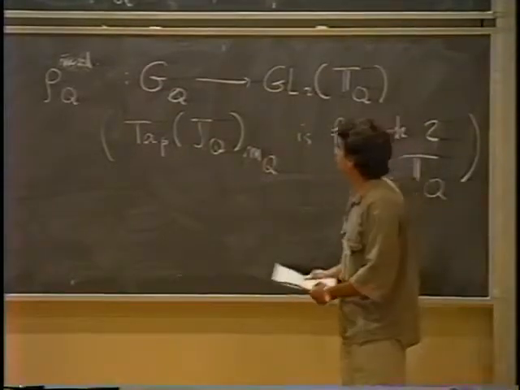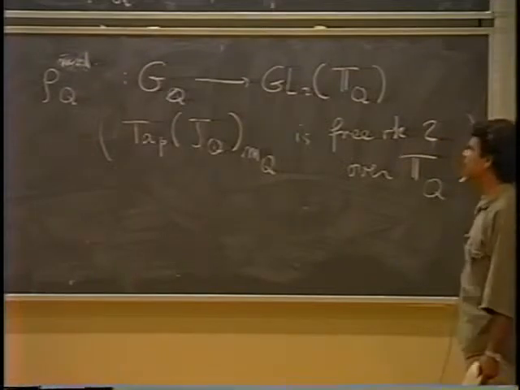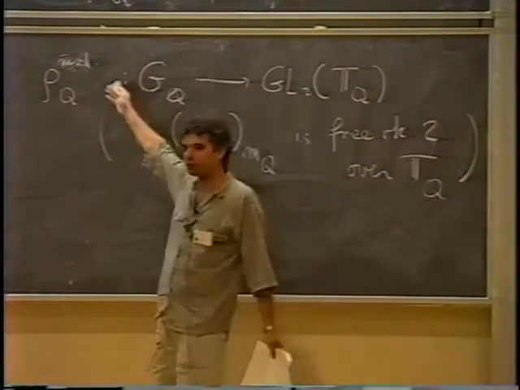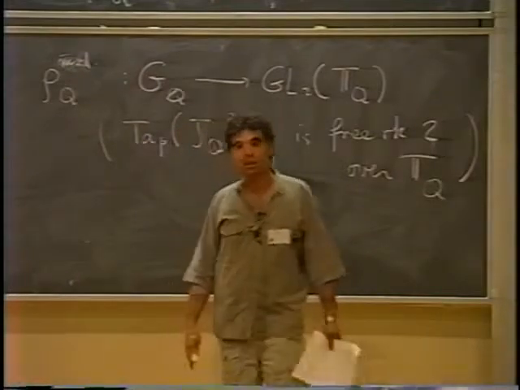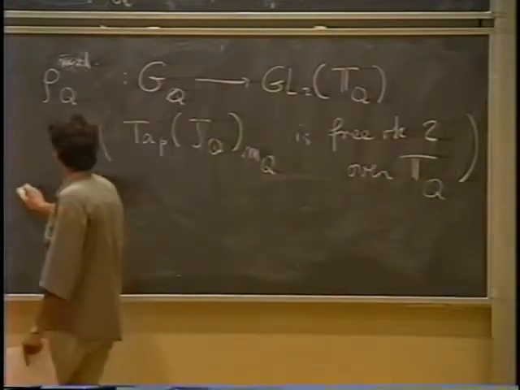And now, does it have the chance of being a deformation of type DQ? Not really, because the determinant of this is wrong in some sense. It's not a cyclotomic character, but it's a cyclotomic character times the Nebentypus character chi Q. But here is the main theorem.